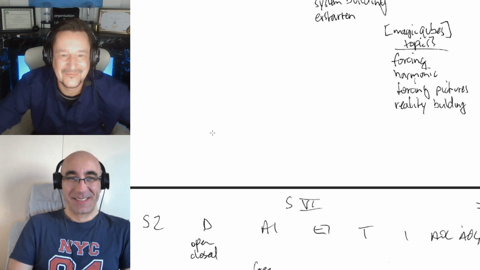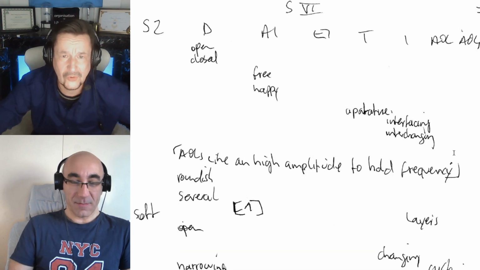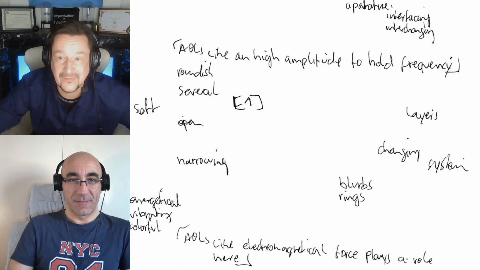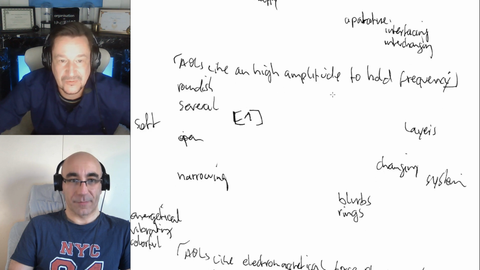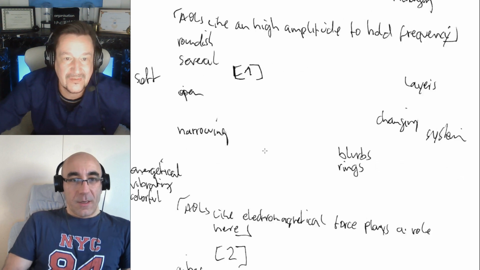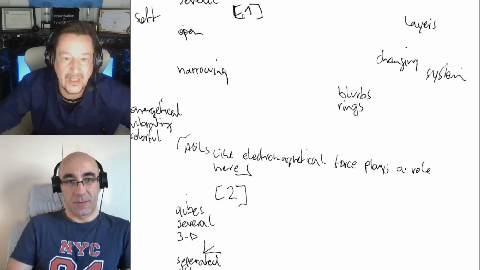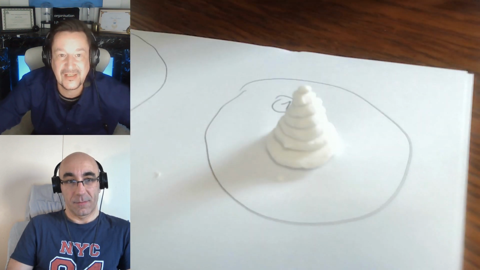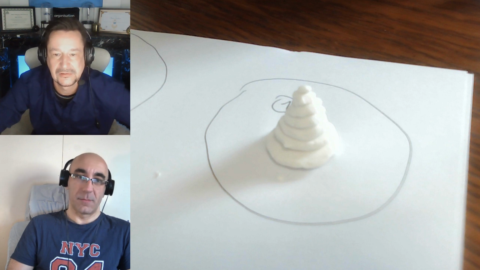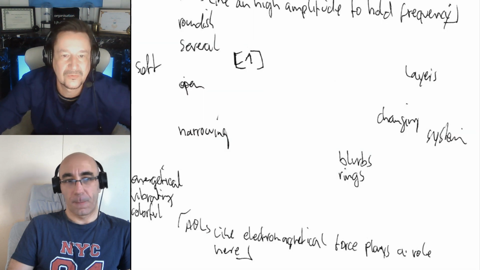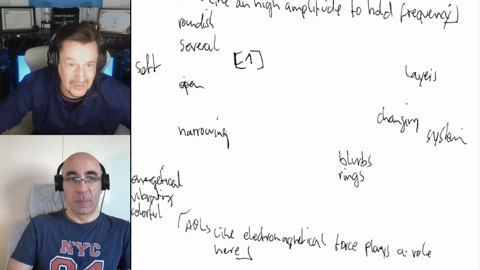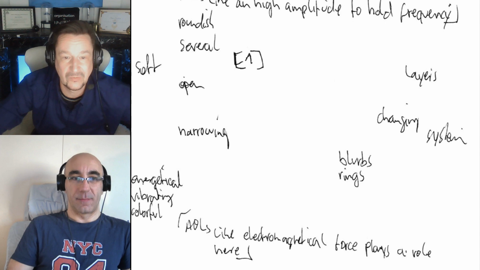So, what we have here. It was open, close. I felt really free and happy. Interfacing, interchanging, like in high amplitude, to hold frequency, roundish, several layers opening, changing system, I could touch blurbs, wings, narrowing. Okay, I go into stage 6 here, the clay model, and here I've got the modeling of the clay. Clay modeling, and this was number one. What I did here, these blurbs. Changing system, blurbs and wings, energetical, vibrating, and colorful, like electromagnetical force plays a role here.